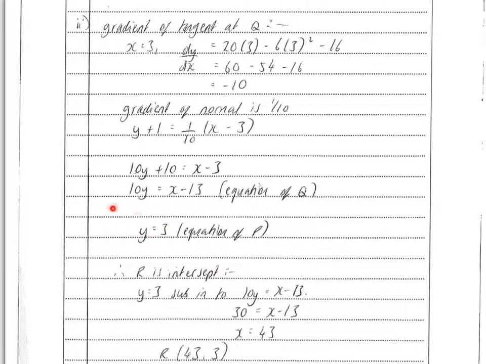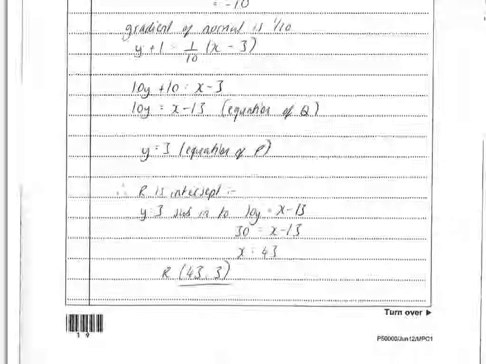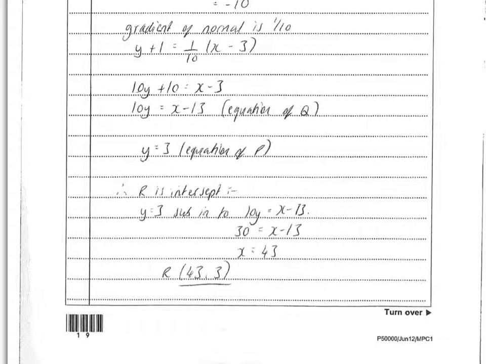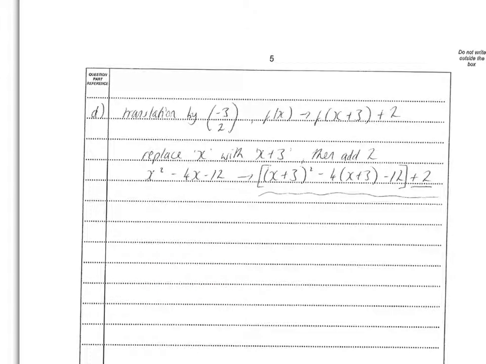Then to find the point of intersection, we're solving this with this line, the intersection of these two lines. Easiest way to do it, substitute that y with 3, which is what they've done here, as you can see, leading to a final answer with the correct r value written as a coordinate. Have a look at the next question.